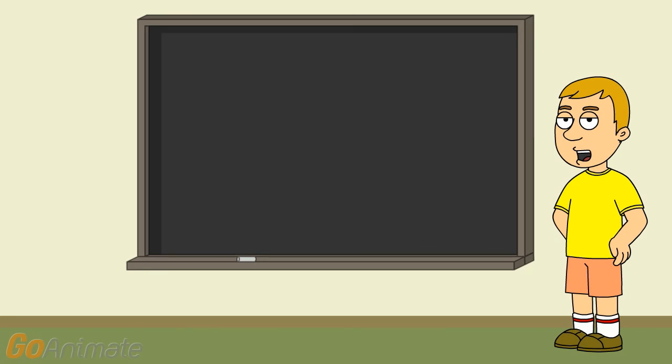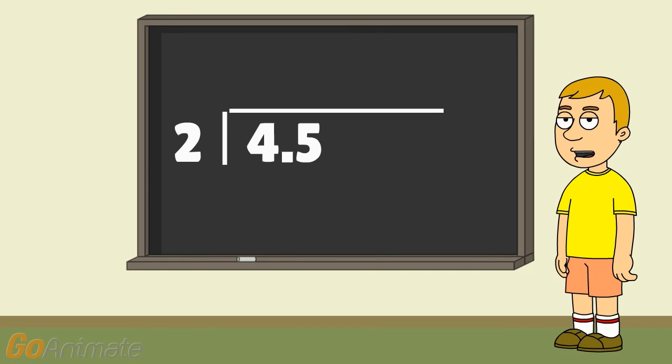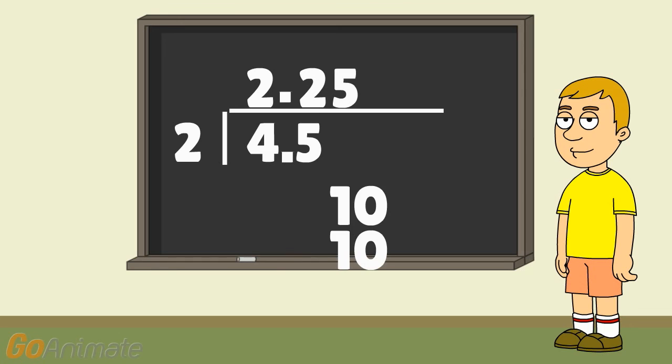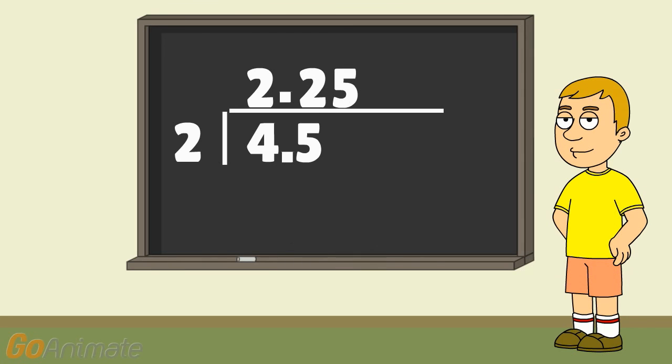Last, let's learn how to divide decimals. Say for example that I want to divide 4.5, or 4 and 5/10. Well, let's put the decimal up to the top. Now let's start dividing. The answer is 2.25, or 2 and 25/100ths.